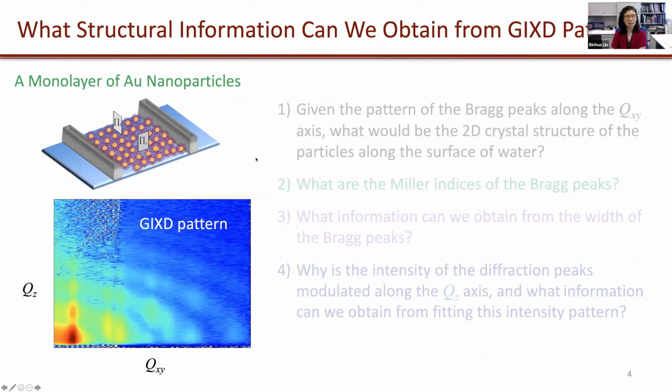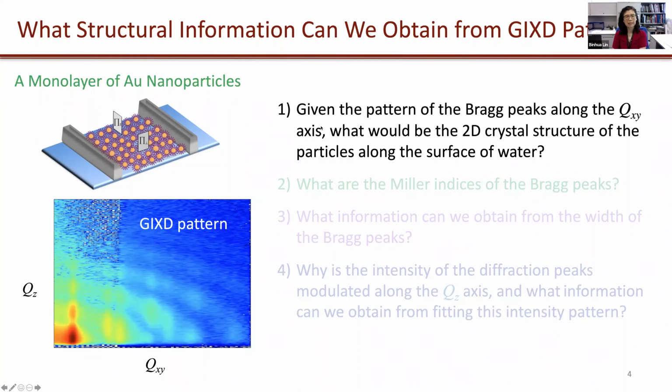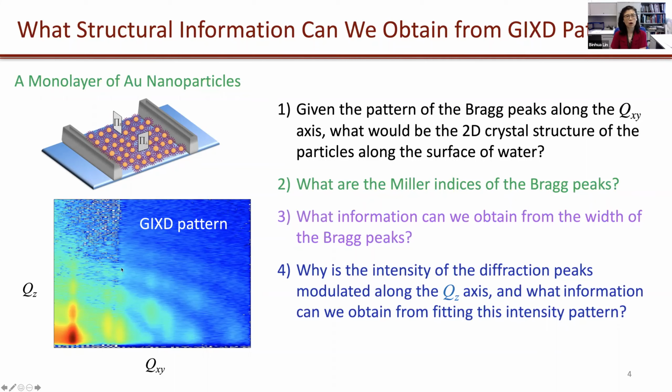So now with this GID pattern in hand, what kind of structure information can we get out of it? Specifically, given the pattern of the Bragg peaks along the QXY axis, what will be the 2D crystal structure at the interface? The second is, what are the Miller indices of the Bragg peaks? And third is, what information can we obtain from the width of the peak here? And the fourth one is, why is the intensity of the diffraction peak modulated along the Qz axis, and what kind of information can we get out from this intensity pattern?